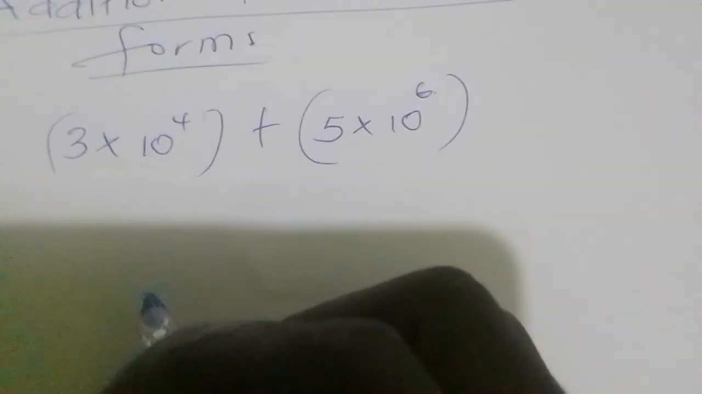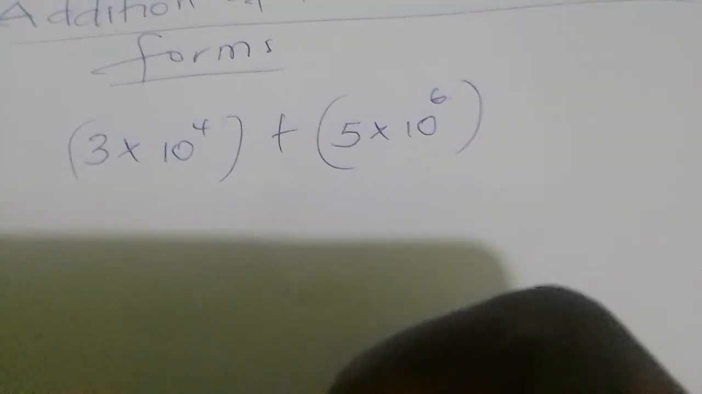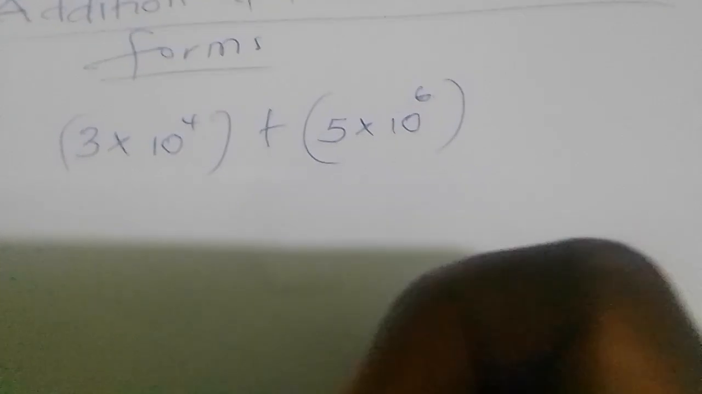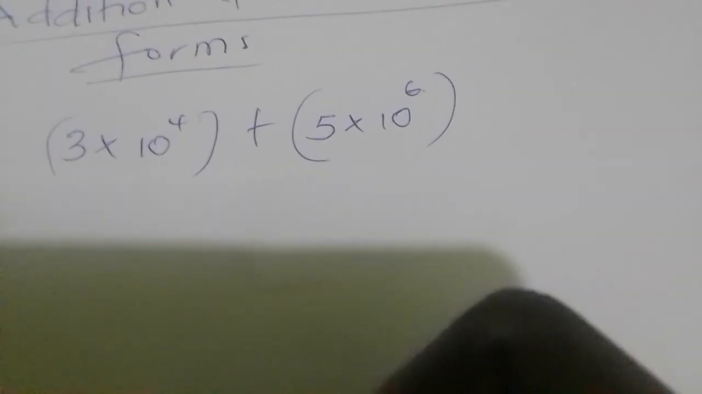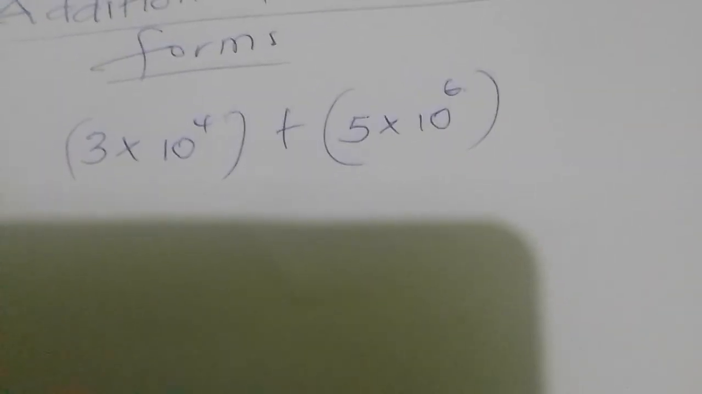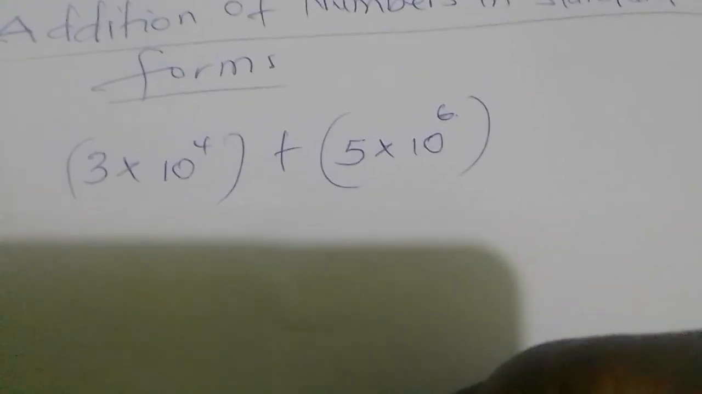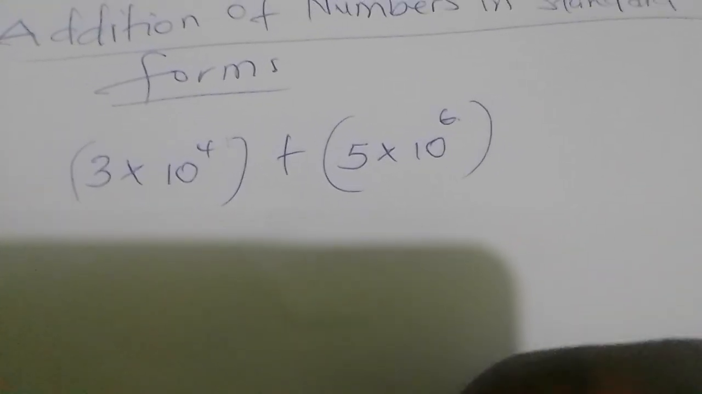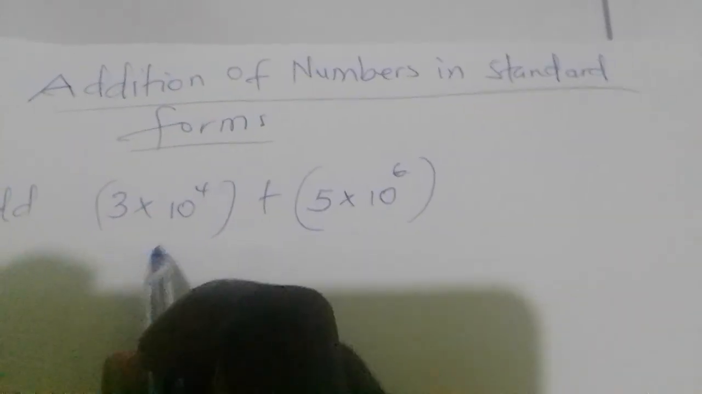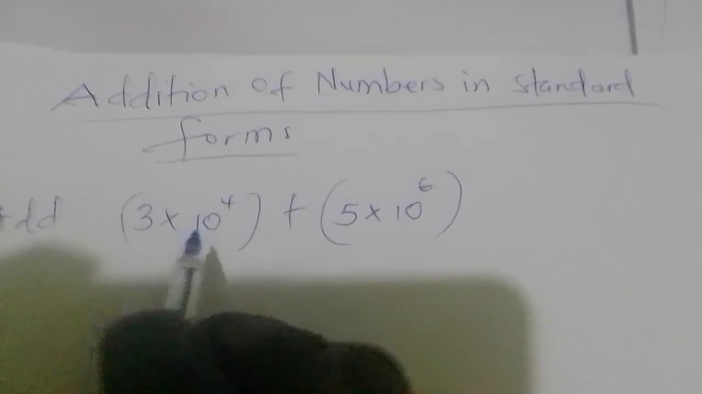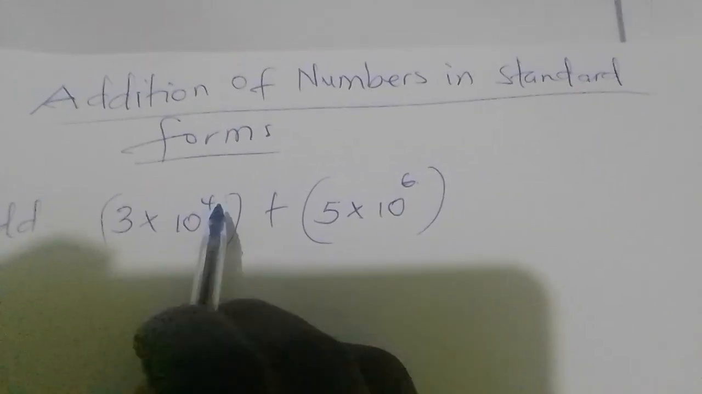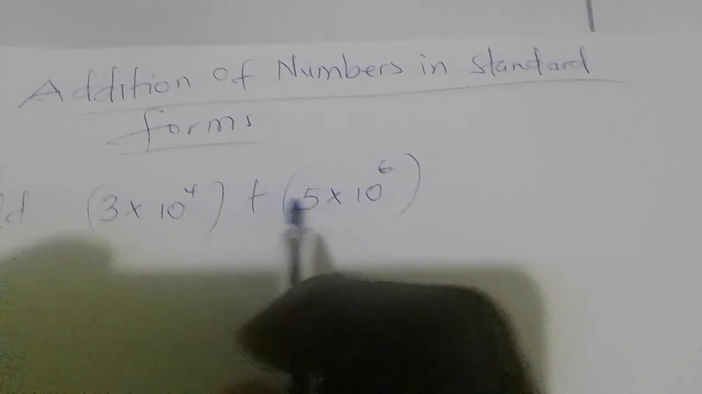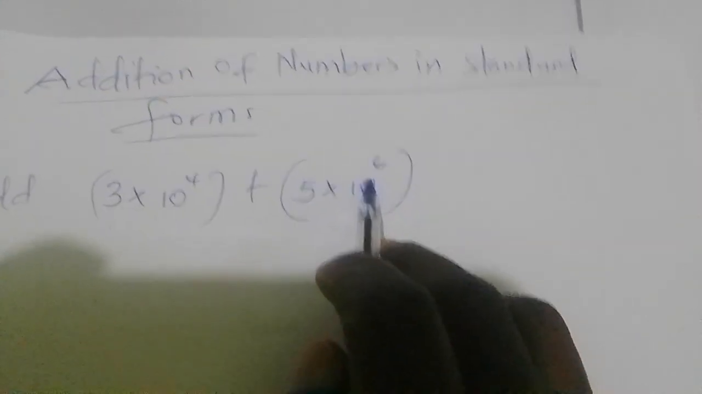We have to apply the rule of factorization, okay? We have to factorize and we have to manipulate the numbers so that we'll get what we want. How do we do that? First, we have to make sure the powers of 10 are the same before we can factorize, okay? How to make the powers of 10 the same? You see, we have this 10 to the power 4 here and 10 to the power 6.